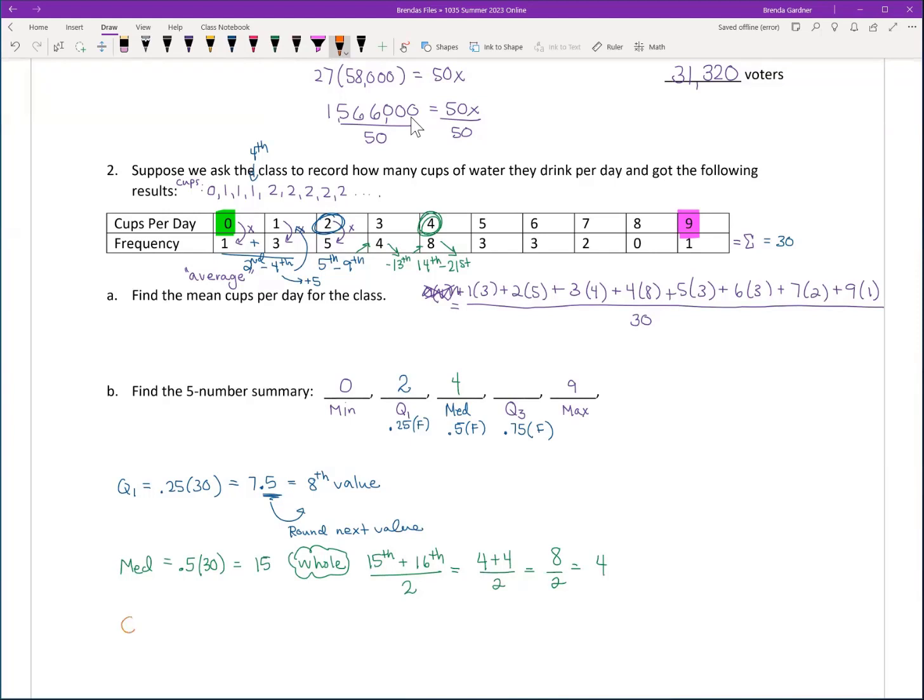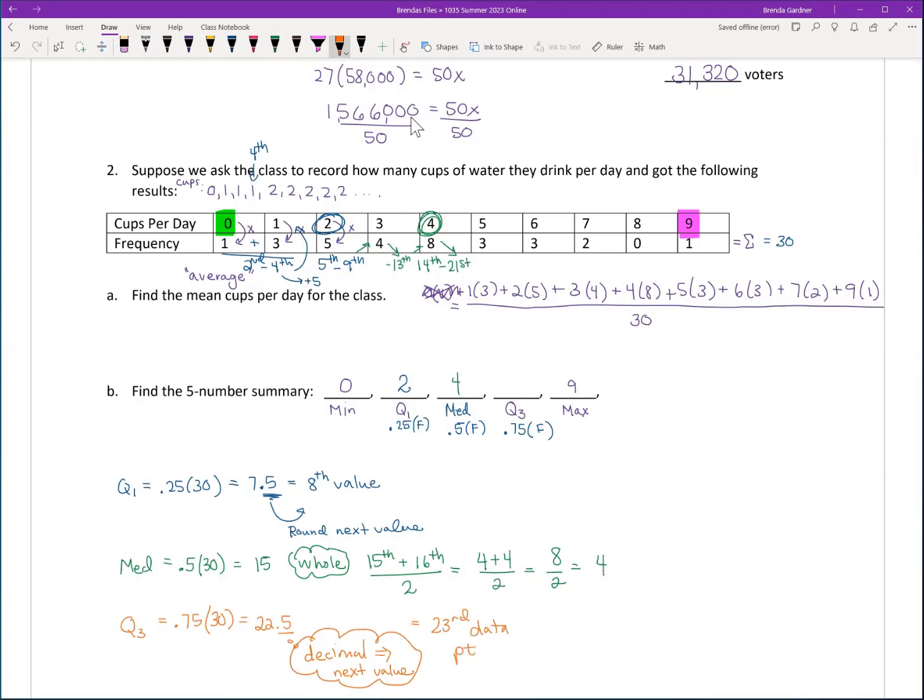Now on to Q3. Q3, think of that 75 cents for the third quarter, or 3 quarters. I'm going to take 0.75 times 30. That gives me 22.5. Again, because this is a decimal, I'm going to go to the next value. Okay, so that's my thought bubble there. So I'm going to look for the 23rd data point.